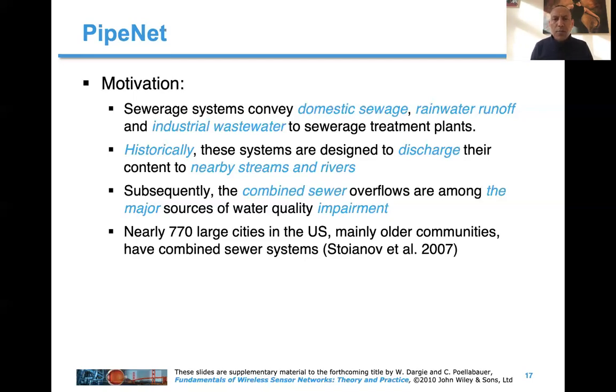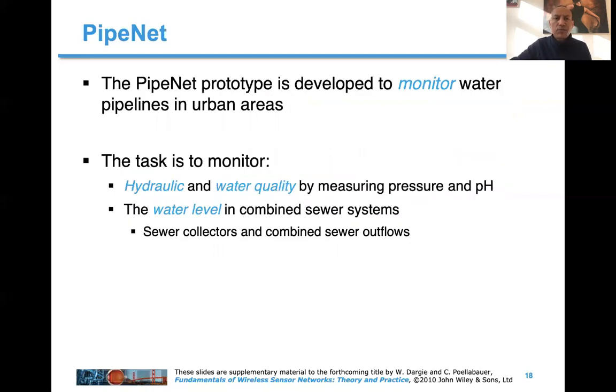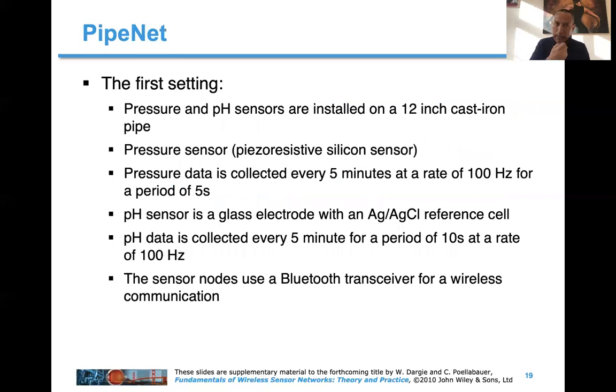So in this project, the researchers used pH sensors and pressure sensors and acoustic sensors to measure not only the distribution of water in pipelines, but also the quality of water in pipelines. Okay, so here the pressure and pH sensors were installed on a 12-inch cast iron pipe, so they could sense the pressure using a piezo-resistive silicon sensor.